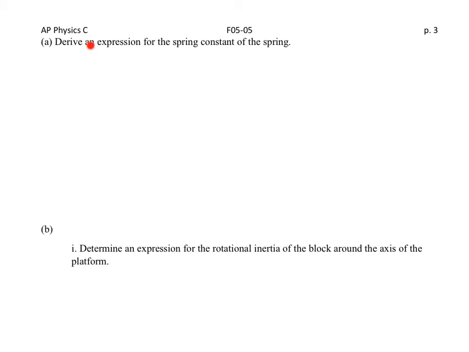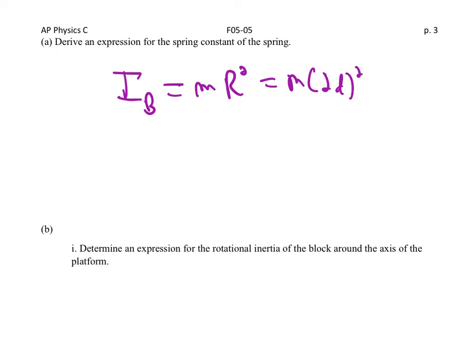Part B, subpart 1, determine an expression for the rotational inertia of the block around the axis of the platform. But for a point mass, it's pretty easy. The rotational inertia of a point mass is just the mass times the distance from the axis squared. And here we need things in terms of d, so we put that in, and we get 4md squared.